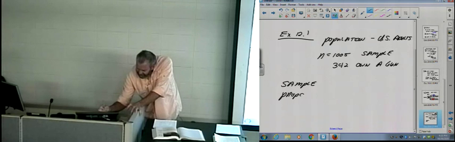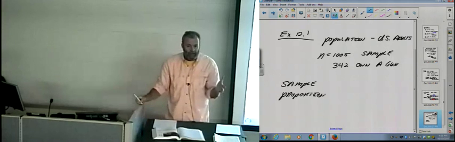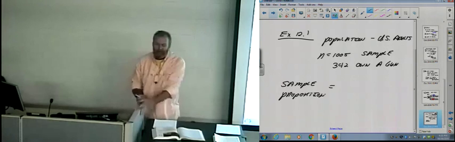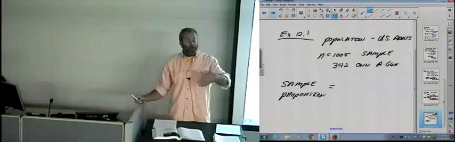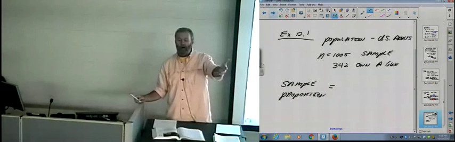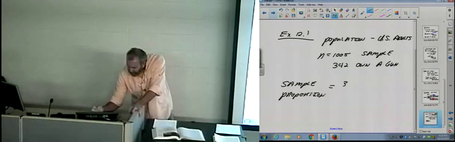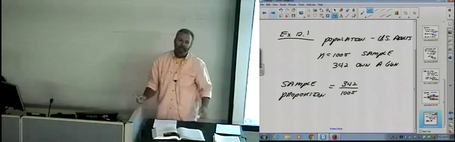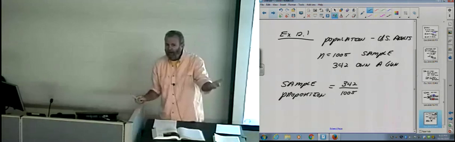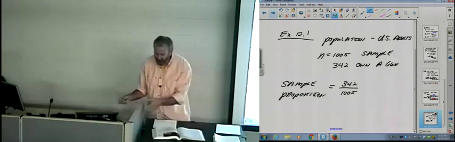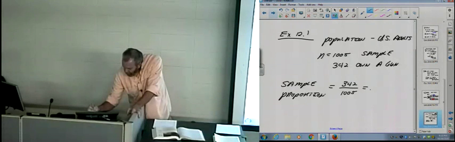Look, we like to stick words like sample and population on things so you know whether we're talking about the population or the sample. We get a sample proportion. In other words, if you've got 1,005 adults and 342 of them said yes, they own a gun, what proportion owns a gun? You take the 342 and you divide by the 1,005. Everybody good? So the proportion is 342 divided by 1,005, which is 0.34.